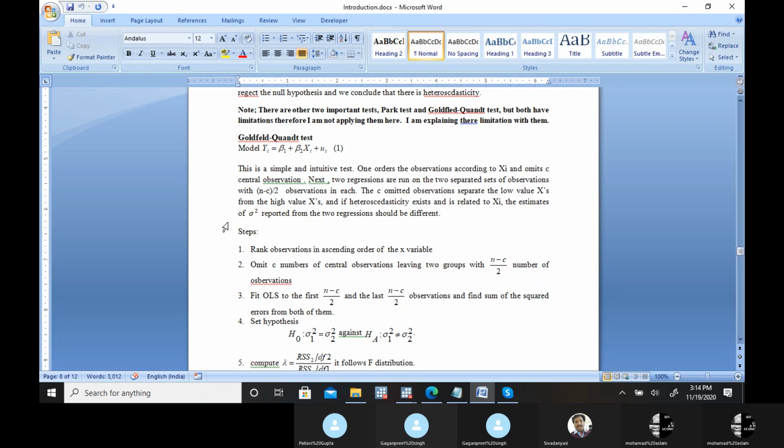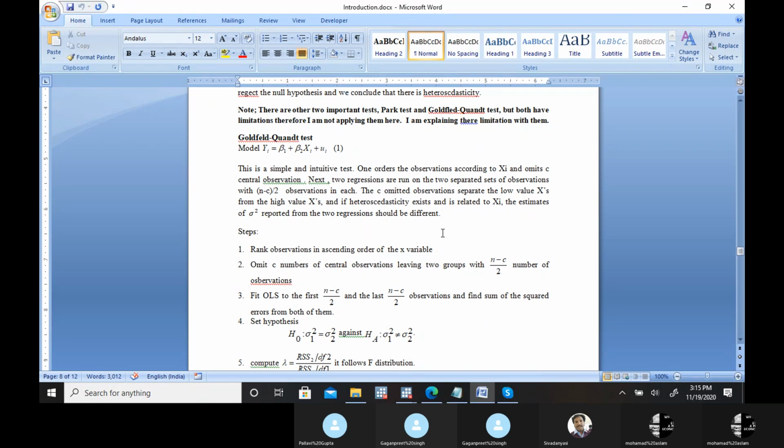The Goldfeld-Quandt test is another form of trying to identify whether the variance is changing after a certain level or not. What they do is divide the data into two different groups and then look at the variances of both groups. Are they more or less the same, or is their difference statistically significant? That's the simple idea behind this Goldfeld-Quandt test.